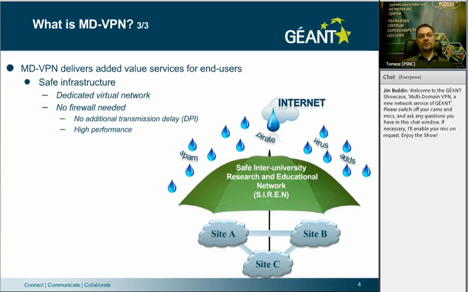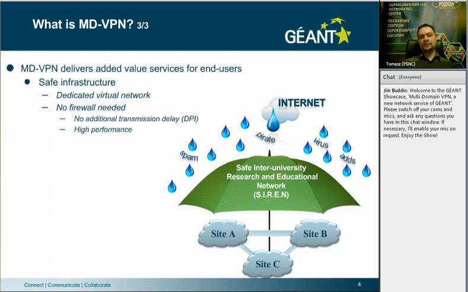So we have additional value because we are able to decrease transmission delay a bit, since there is no deep packet inspection performed by a firewall. So we are decreasing transmission delay a bit, and thanks to that we are able to connect high performance computing centers or resources which are sensitive to transmission delay.